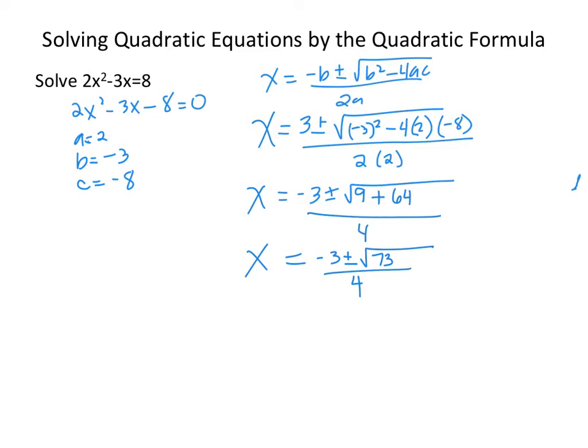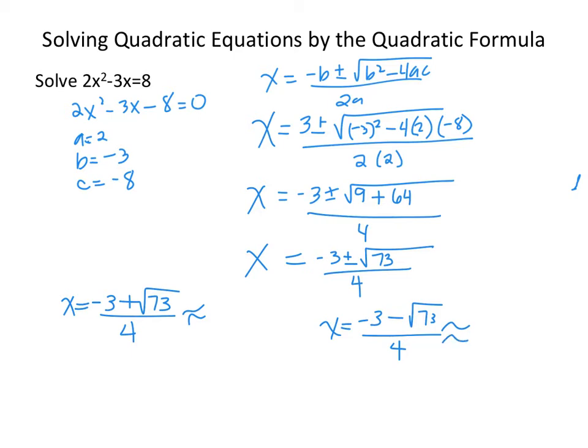So I'm going to split this up into two different equations. I have two solutions, right, because of that plus or minus. One solution is going to be x equals -3 plus the square root of 73 over 4, and the other one is going to be x equals -3 minus the square root of 73 over 4. If I was to find the approximation of each of these, the first one would be 2.89, and the second would be -1.39.